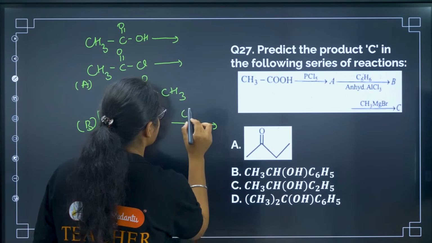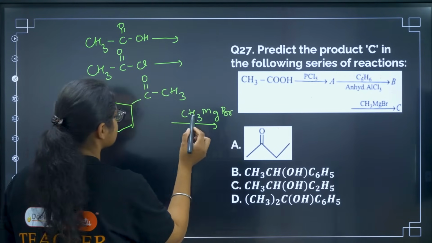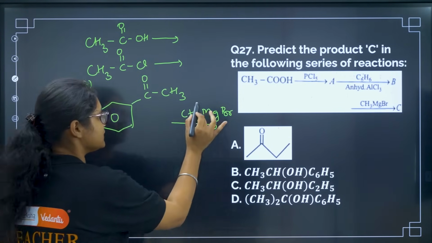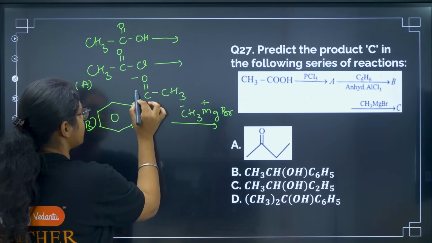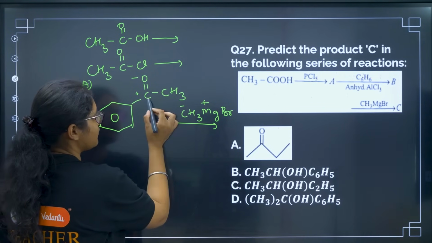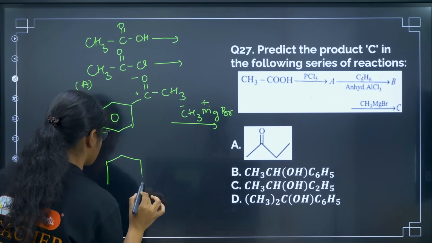Now we have treatment with CH3MgBr. So this is a Grignard reagent. How to find the products of a Grignard reagent? See, Mg is a metal, so this is plus, this is minus. In carbon and oxygen, this is minus, this is plus. Just to separate it. Now minus will attack plus, plus will attack minus. So I will get this one like this.